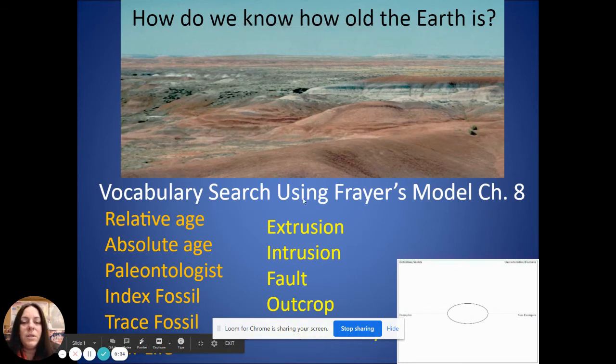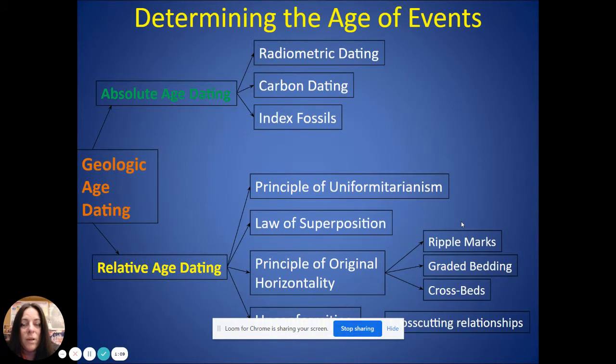So first, some of our vocab terms. We're going to talk about relative age versus absolute age today. We already know paleontologist, right? That's someone that studies the fossils. We're also going to look at index fossils and trace fossils, as well as what half-life is, and extrusion, intrusion, fault, and outcrops. We're going to look at all of those today, so it's going to be a busy day. Again, this is all in Chapter 8 of your book as well, so feel free to look through that as well for all of this.